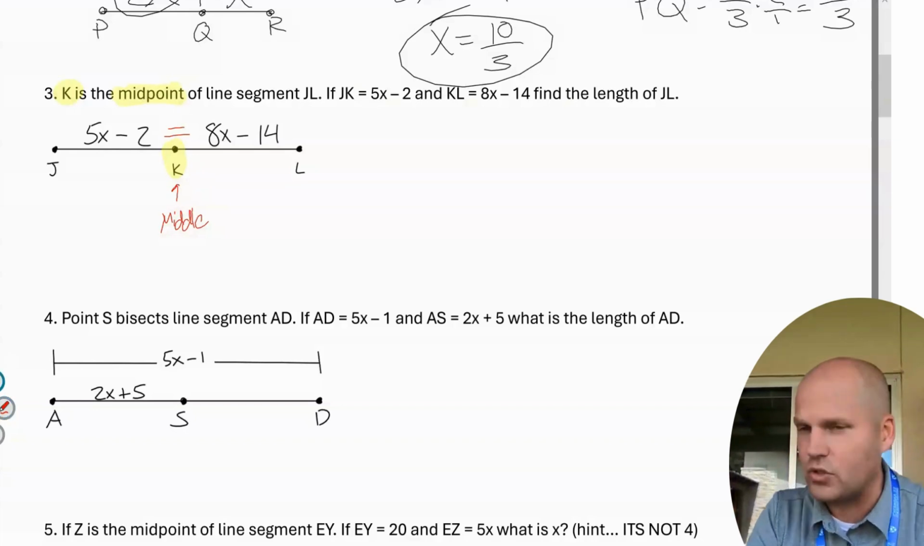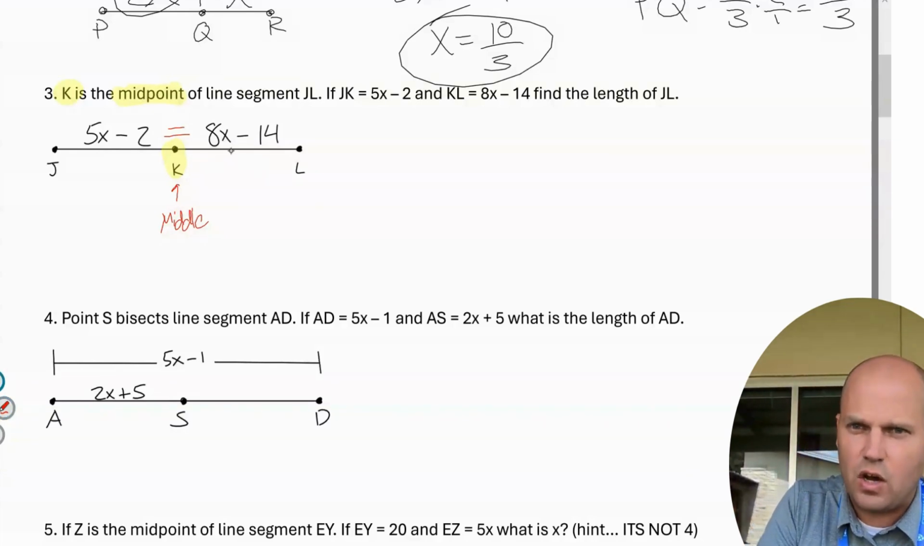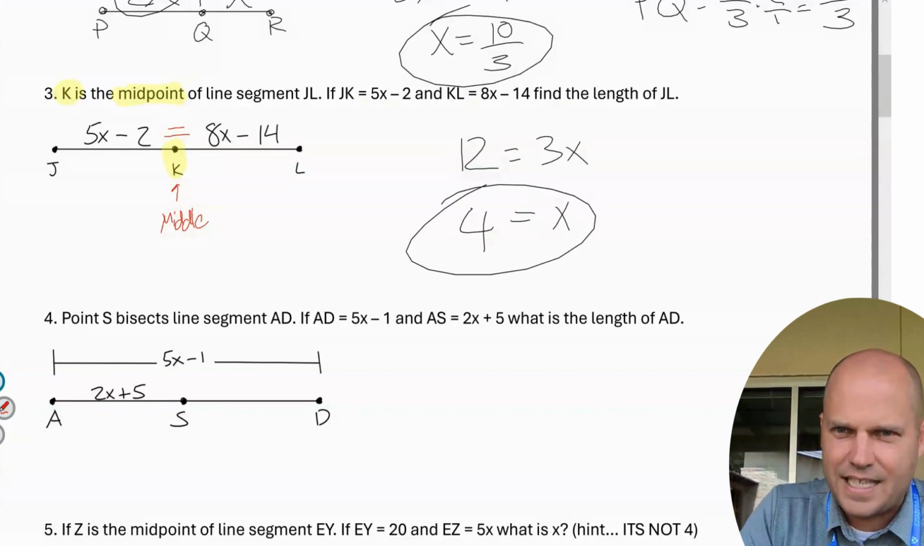5x minus 2 equals 8x minus 14. We then solve. I would subtract 5x. I would add 14. I would get 12 equals 3x. I divide by 3. I get x equals 4. That's not the answer. I'm asked for the length of JL.